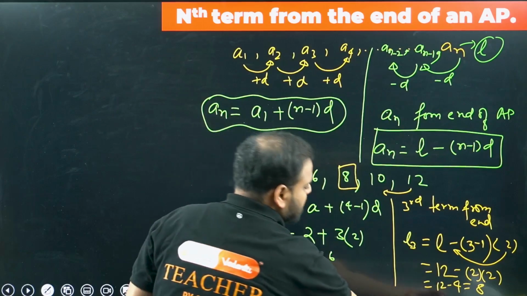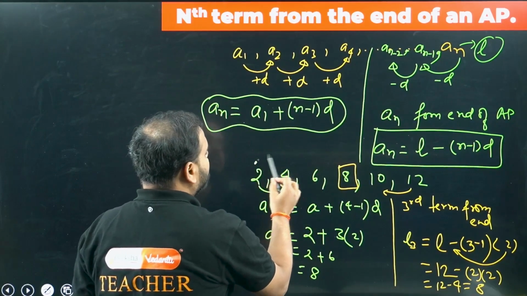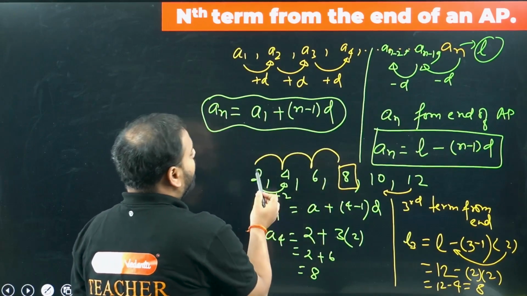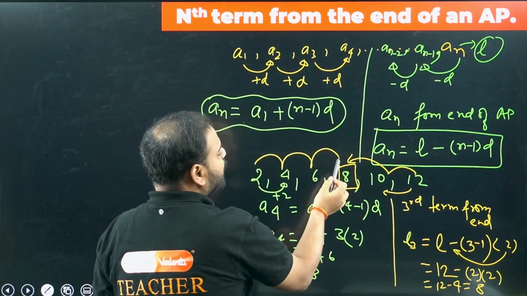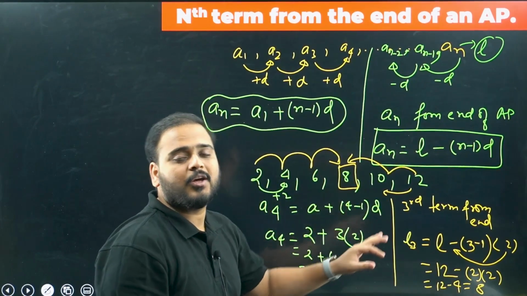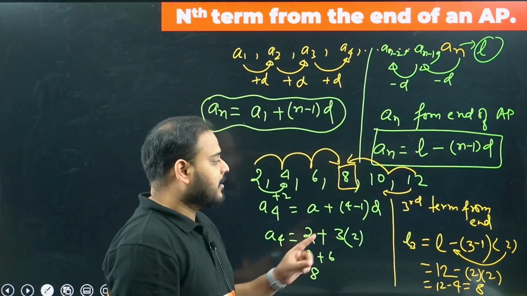So whether you find the fourth term from the beginning or you find the third term from the end, you're getting the same answer. And that's the case in the AP that I've taken. Fourth term from the beginning: term 1, term 2, term 3, sorry, 1, 2, 3, 4. From here, term 1, term 2, term 3. So whether you go from here or here, fourth term from the beginning or third term from the end, the answer is the same, 8. But the formula is different.